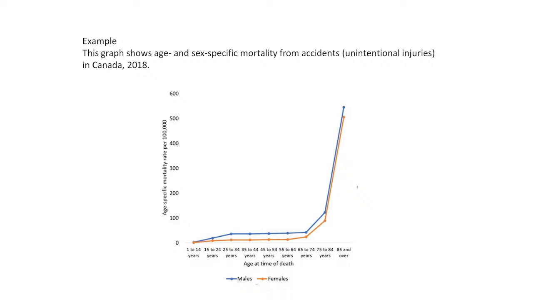Here you can see an example. This graph shows age and sex-specific mortality from accidents. Unintentional injuries.